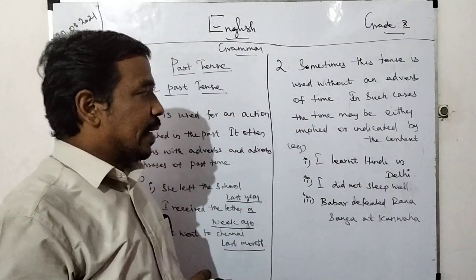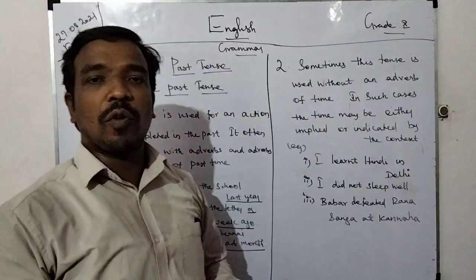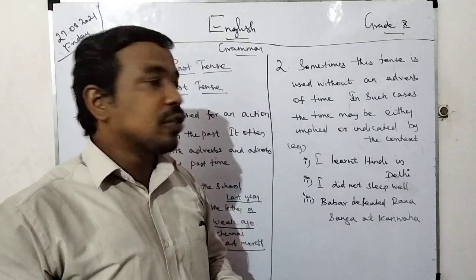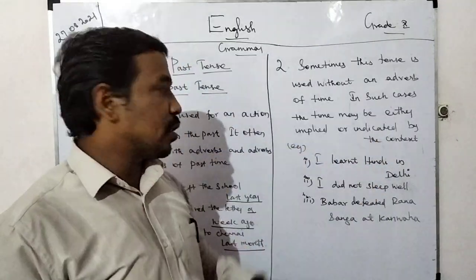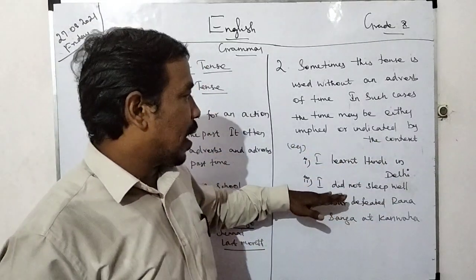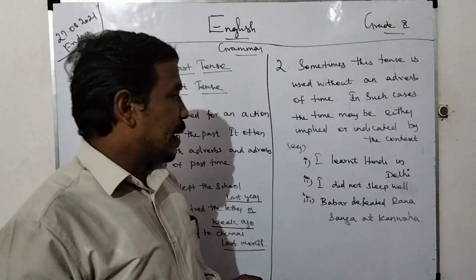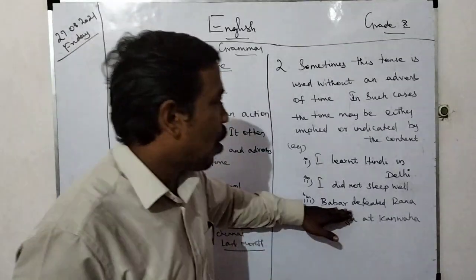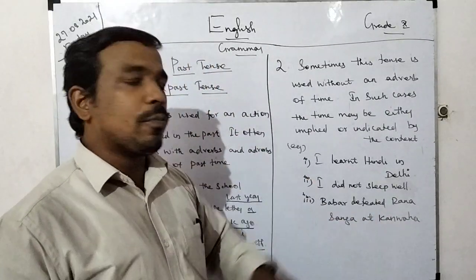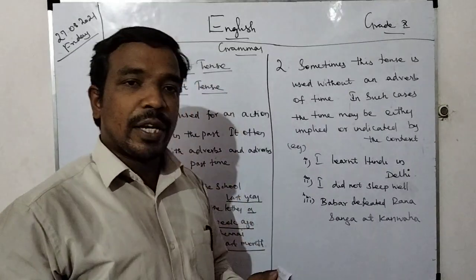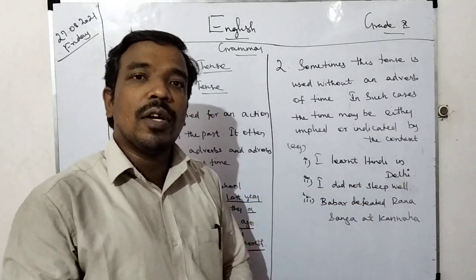Listen, students. I learned Hindi in Delhi. Here there is no time reference, but according to the context we come to know it. I did not sleep well means it refers to last night. Babar defeated Rana Sanga at Kanwaha. In American English there are slight changes. In British English, I did not sleep well means it refers to the previous night.